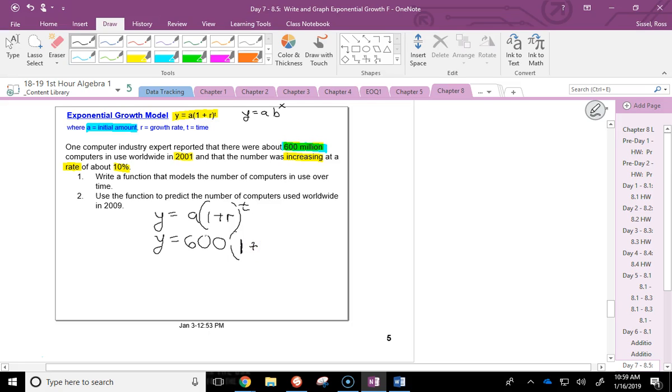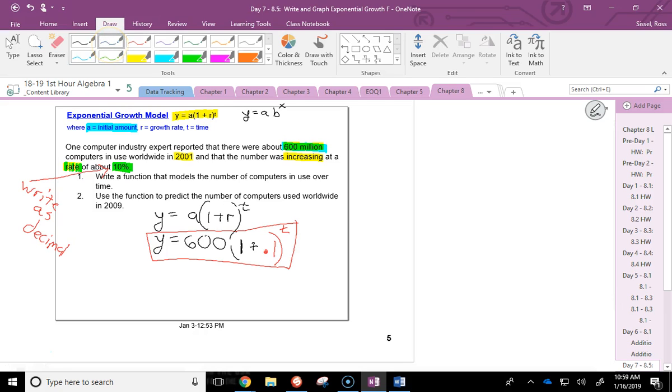Plus the rate. Our rate was 10%. So make sure you write it as a decimal. Have to write it as a decimal. So this would be 0.1. And then our time is going to be t. This is your answer for the first one. The function is y equals 600 times 1 plus 0.1 to the t.